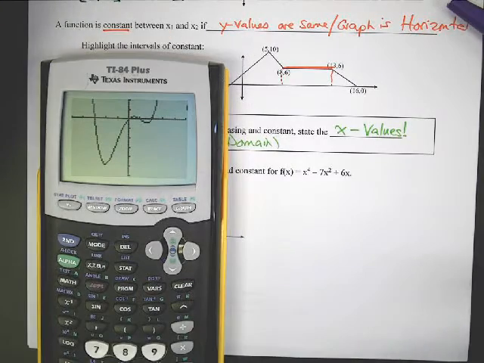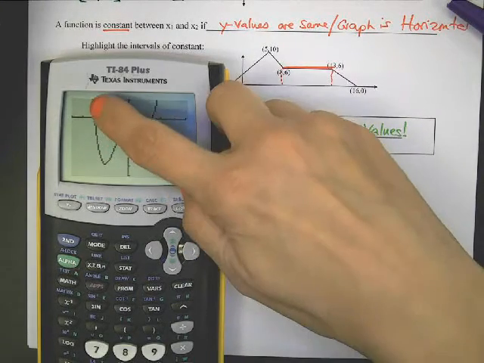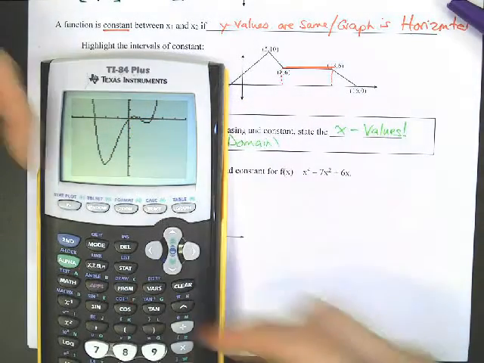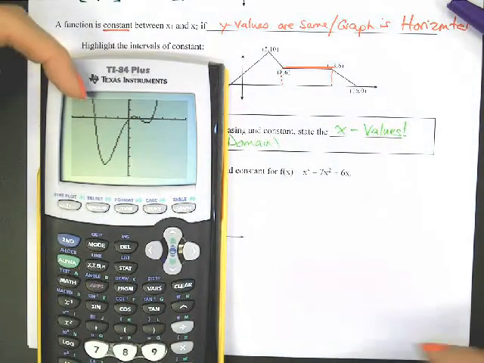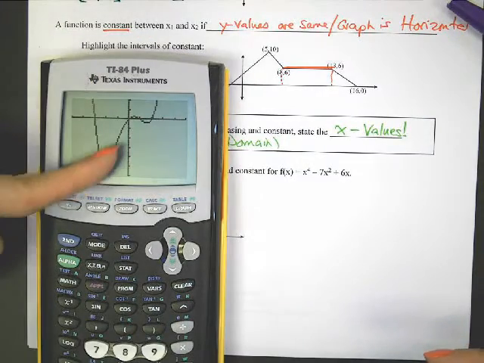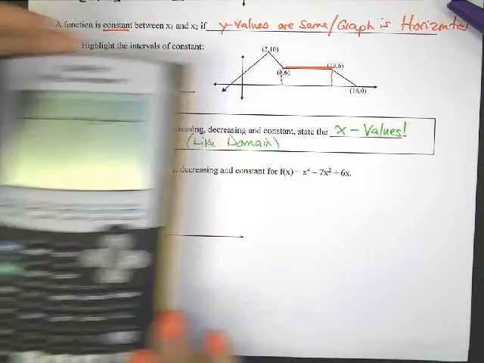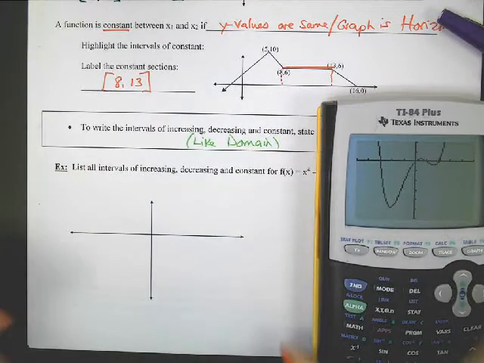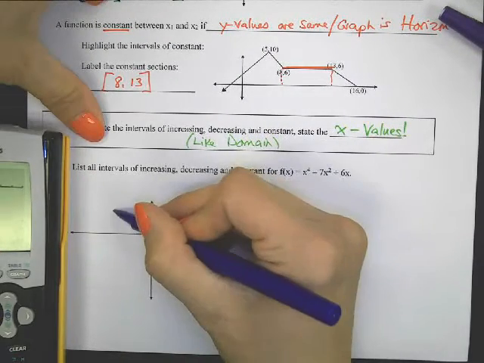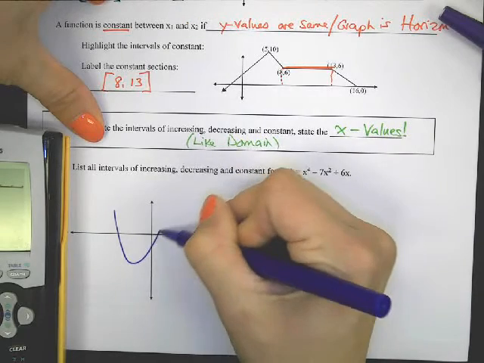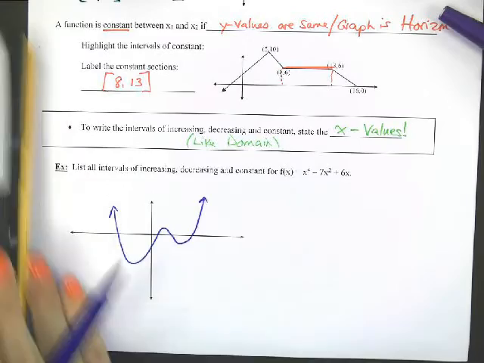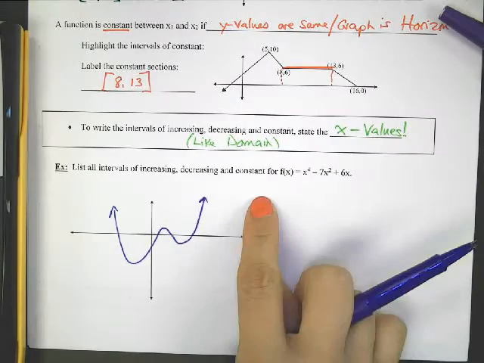Okay, I think I see what's going on here. This graph is going down, up, down, up. Remember, left to right, like you're reading a book. You're driving the car this way. Downhill, uphill, downhill, uphill. Okay, so I'm going to draw a quick sketch of what we see here. The graph goes down, up, down, up. And we have to state intervals of increasing, decreasing, constant.